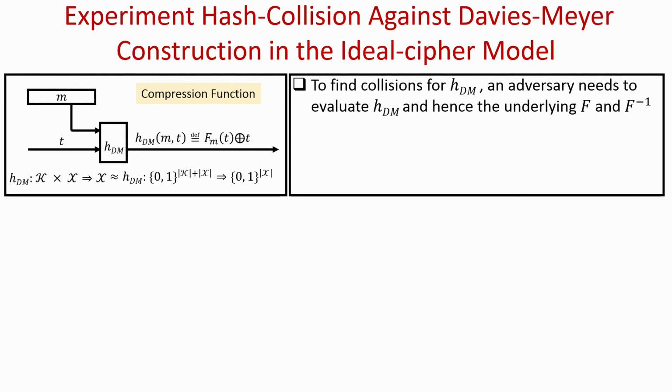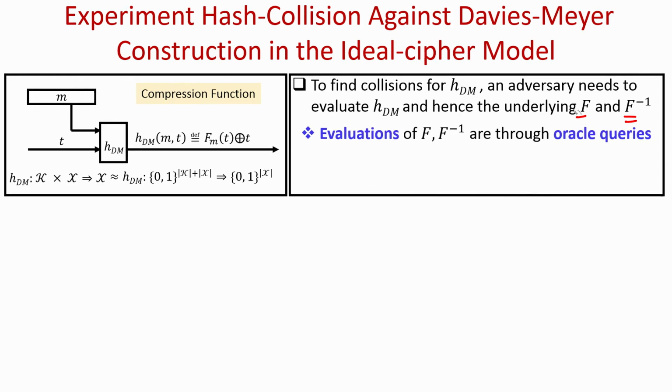Since we are going to analyze the security of this compression function in the ideal cipher model, any adversary who would like to find a collision for this Davis-Meyer construction needs to evaluate the Davis-Meyer function on several messages of its choice, right. Then only it could come up with a collision. And to evaluate the Davis-Meyer function on messages of its choice, internally it needs to evaluate the function f and f inverse as well, because we do not know what exactly is the strategy of the adversary. It may evaluate the underlying f on several m comma t pairs. It could evaluate the underlying f inverse also on several inputs of its choice, and then only it could come up with a corresponding collision.